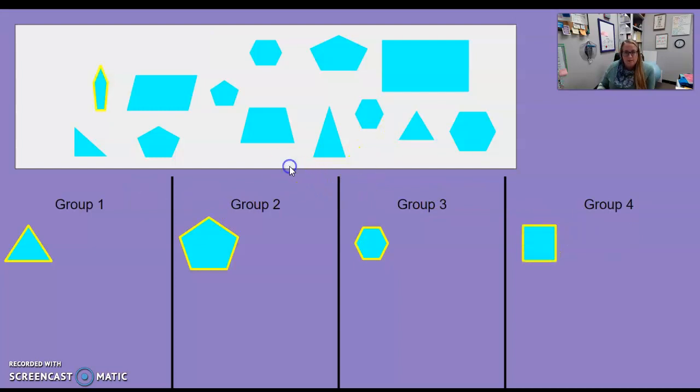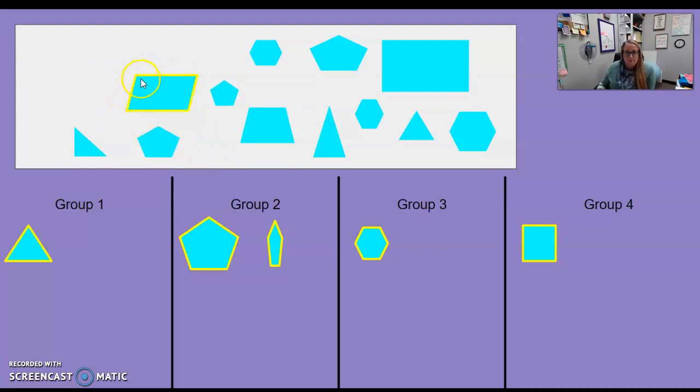All right, let's look at the next shape. Let's look at this one. This one has 1, 2, 3, 4, 5 sides and 1, 2, 3, 4, 5 vertices. A 5-sided figure is called a pentagon. Is the pentagon going to go in group 1, 2, 3, or 4? Show me with your fingers. Ready, set, show me. Oh, I see a couple of different people having different numbers. Think about it real fast. All right, hopefully you said group number 2 because I'm going to put it with the like one, which is this other pentagon.